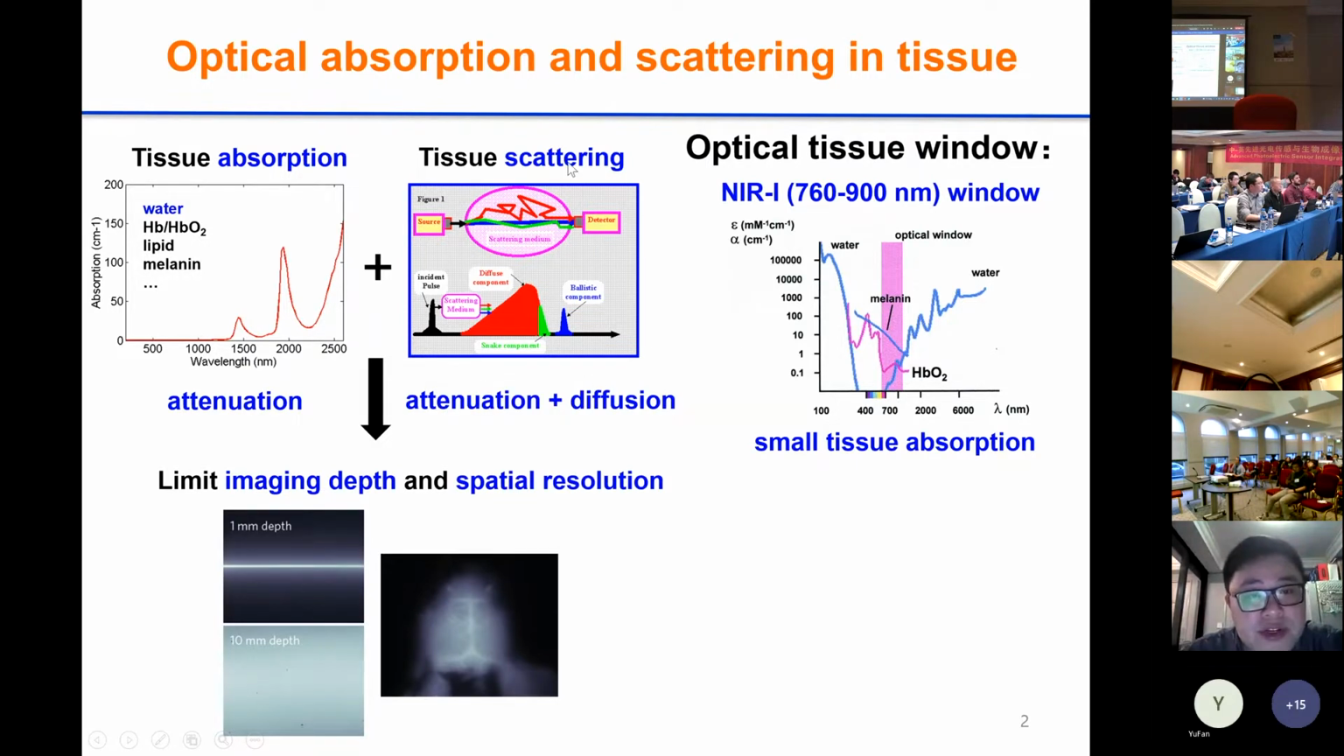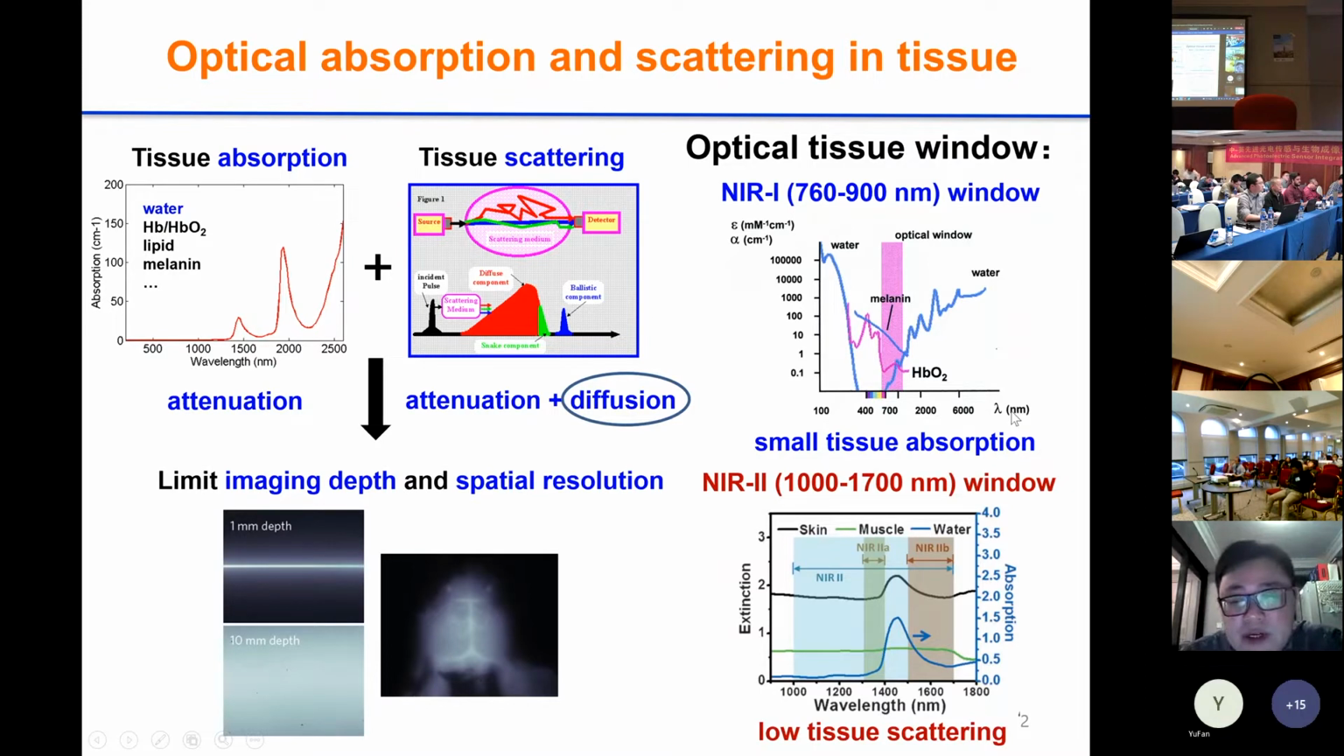Actually, compared with tissue absorption, tissue scattering impacts imaging performance more, because besides attenuation, tissue scattering also produces diffusion of the light. So recently, people have shifted their interest to another optical spectral range, from 1000 to 1700 nanometer, because in this window, as the wavelength of the light increases, the scattering decreases accordingly. In that case, we have less attenuation and diffusion. So this window is called the NIR-II window.